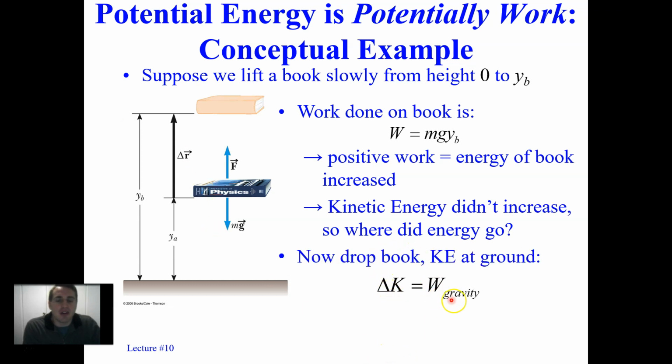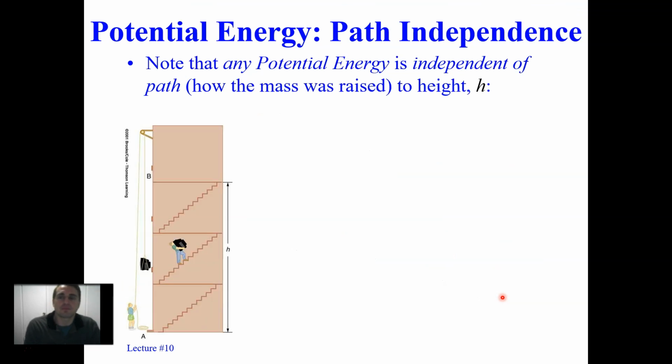Since the change in kinetic energy is the work done by gravity, the kinetic energy would be mgy. So notice that the potential energy would become kinetic energy.